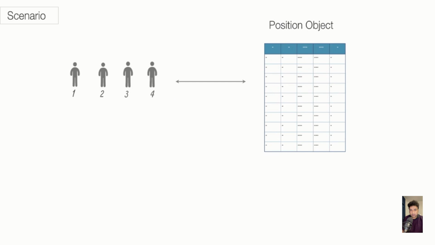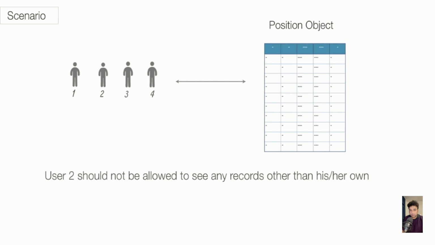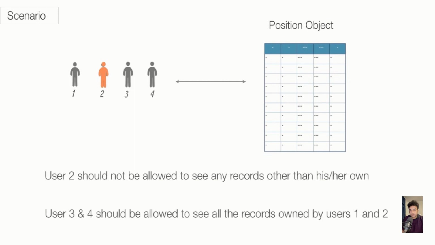Let's see how we can use organization-wide defaults in a particular scenario. There are 4 users who have access to records in the position object. User 2 should not be allowed to see any records other than his own. User 3 and 4 should be allowed to see all the records owned by users 1 and 2. Since user 2 is the most restricted user, the org-wide default would be private.